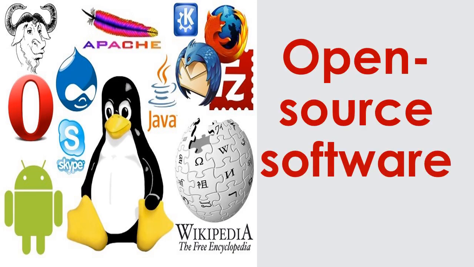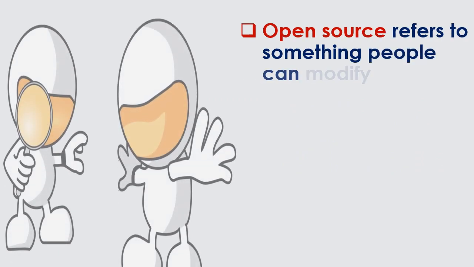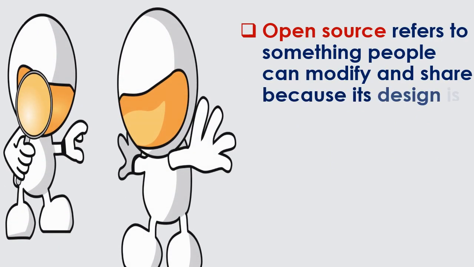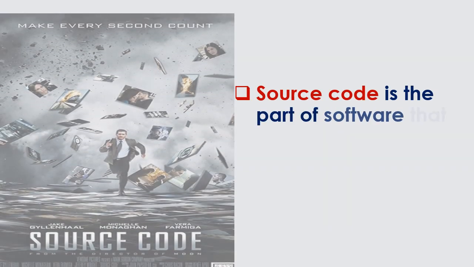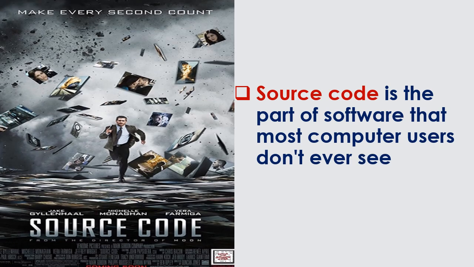Open source software. Open source refers to something people can modify and share because its design is publicly accessible. Source code is the part of software that most computer users don't ever see. It's the code computer programmers can manipulate to change how a piece of software, a program or application works.